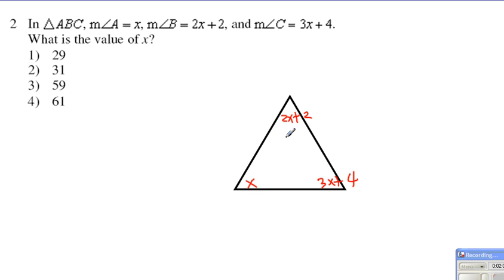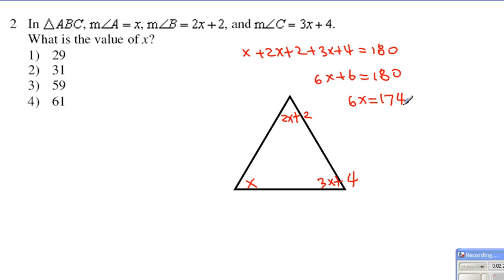When you add them up, it has to be equal to 180. So then when you add x plus 2x plus 2 plus 3x plus 4 equals 180, then we will end up getting 6x plus 6 equals 180. Now here, then 6x must be equal to 174. Now as you divide by 6, then x should be equal to 29. Therefore, our answer becomes 29 right over here.